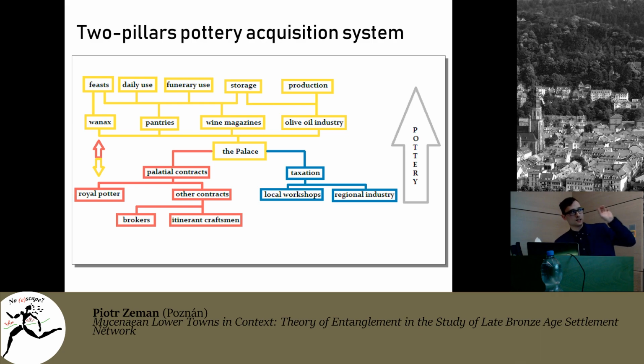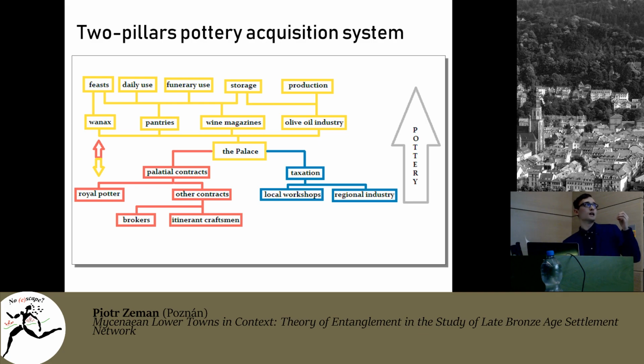With Pylos as the core of the entanglement, because this is not the whole pottery entanglement, but the entanglement of the pottery acquisition system. So the pottery is collected by Pylos. So this is why this is the core of the entanglement. And then we have two pillars. One with palatial contracts, with one super important contract, the most important one, between the royal potter and the wanax, the Mycenaean king. And this served to provide thousands of vessels, mostly for communal feasts. And this link was crucial for the work of the whole system, because this was not only for daily use, but the organization of communal feasts was crucial for maintaining the social system itself.